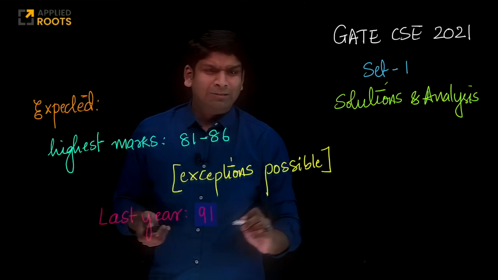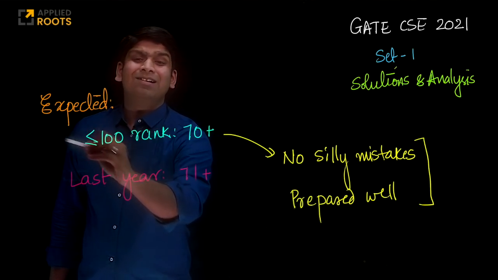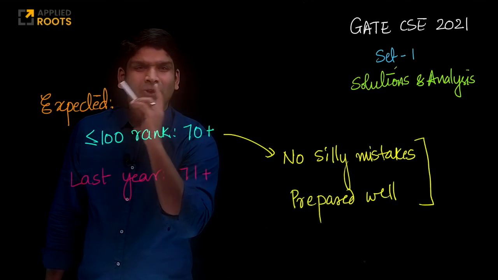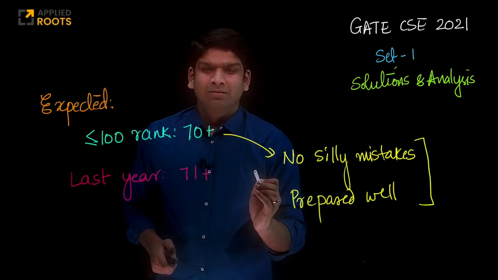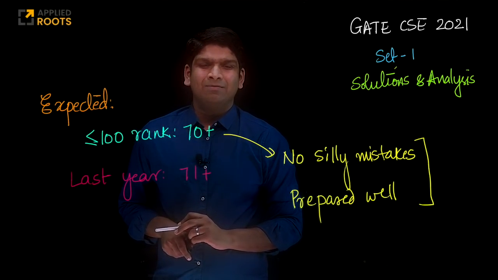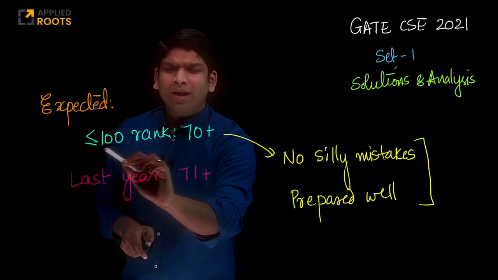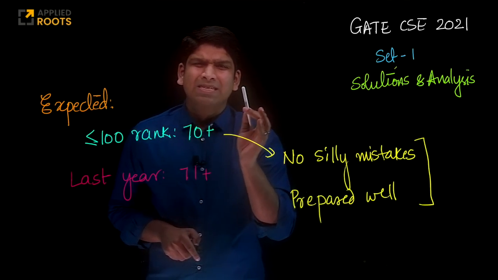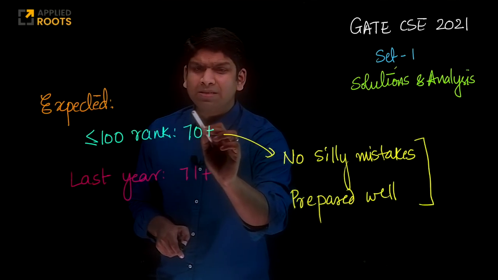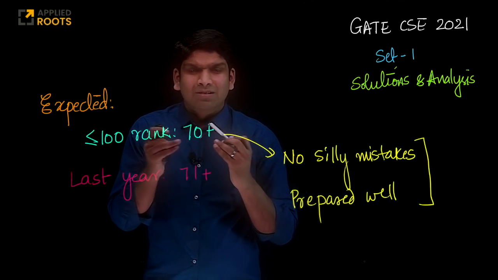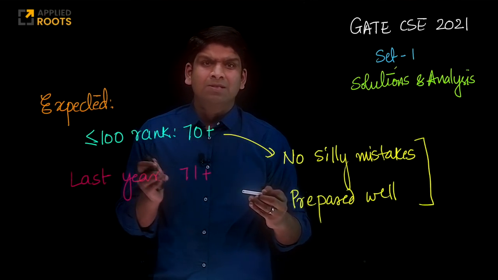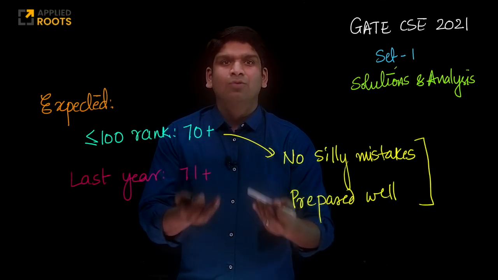Similarly, if you look at the top 100 ranks, right? Let's look at the top 100 ranks. Last year, students who got 71 plus marks got below 100 rank. This year, we are assuming that to get below 100 rank, you would need around 69 to 70 marks. Again, this is just a guesstimate. Don't take these numbers too seriously. We just ran some simple estimates based on data that we collected from our students.